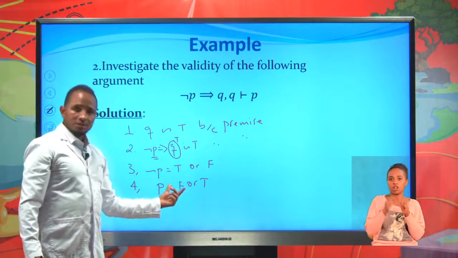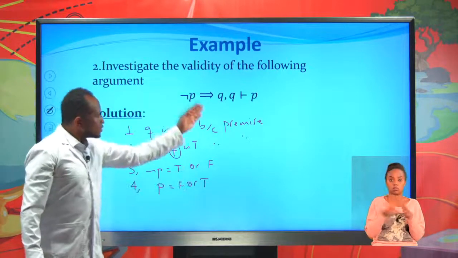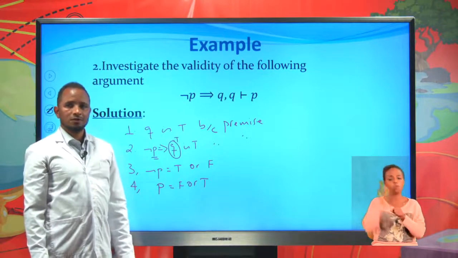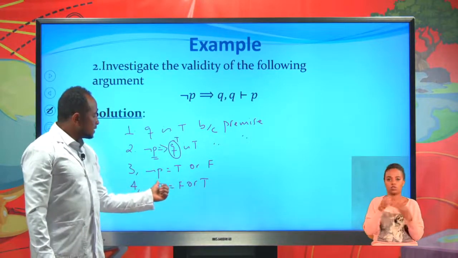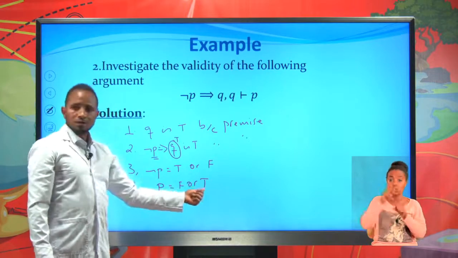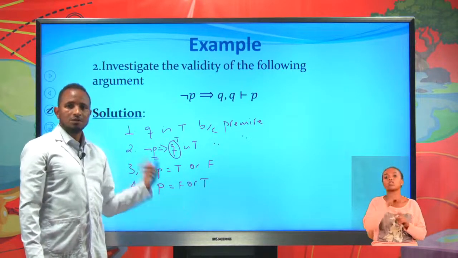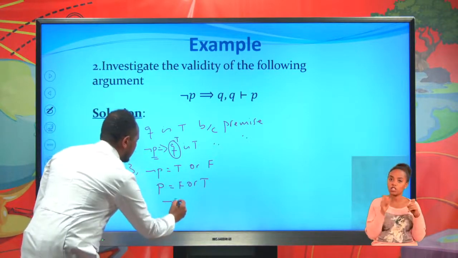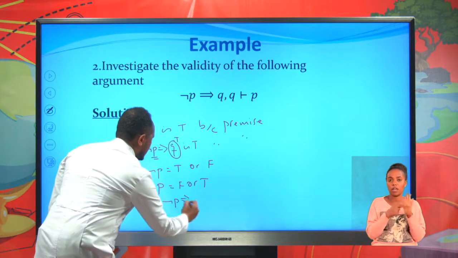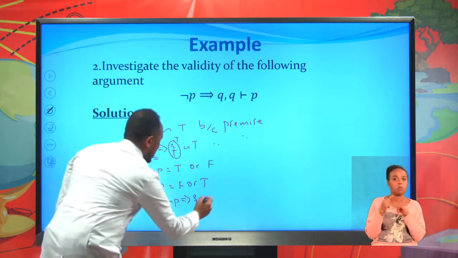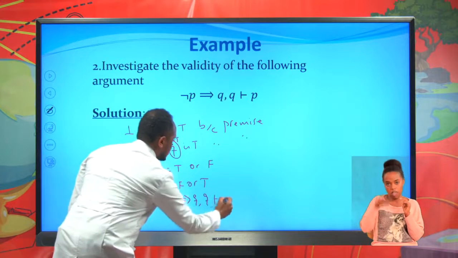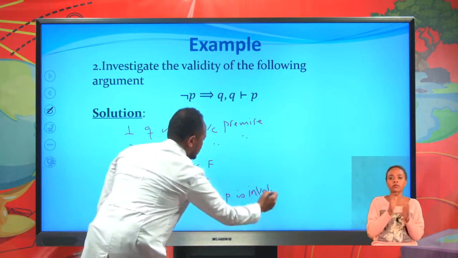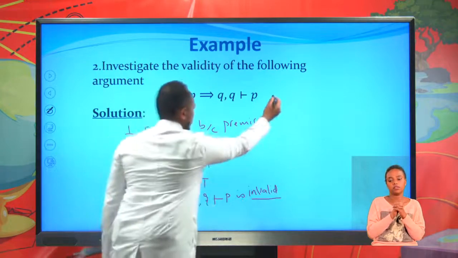So this statement is invalid because, assuming the premises to be true, the conclusion must be exactly true, otherwise it's not valid. But here the conclusion P is not exactly true. It may also be false. Because of this, the statement is invalid. Therefore, negation of P implies Q, comma, Q gives you P. This is invalid.